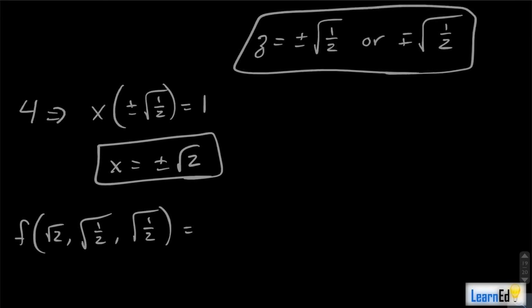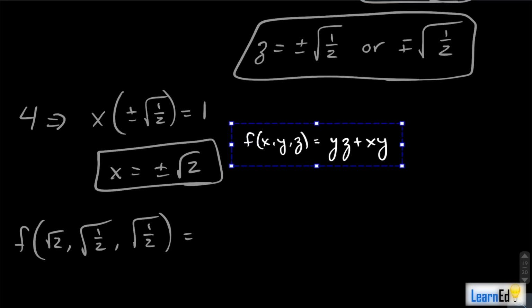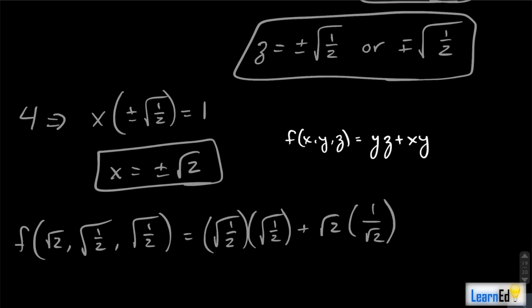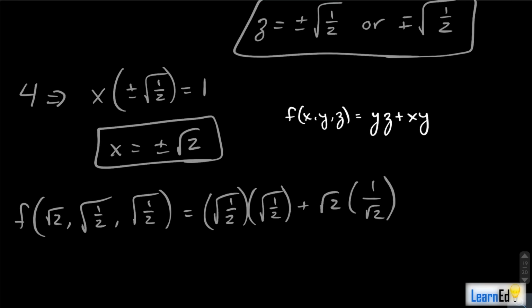So we have it. Oh, I skipped. Okay, f is right there. So we have y, which is square root of 1/2, times z, which is square root of 1/2, plus rad 2 times 1 over rad 2. Okay? And it's actually nicer to write this as 1 over rad 2 rather than rad 1/2. So it just is less to worry about.